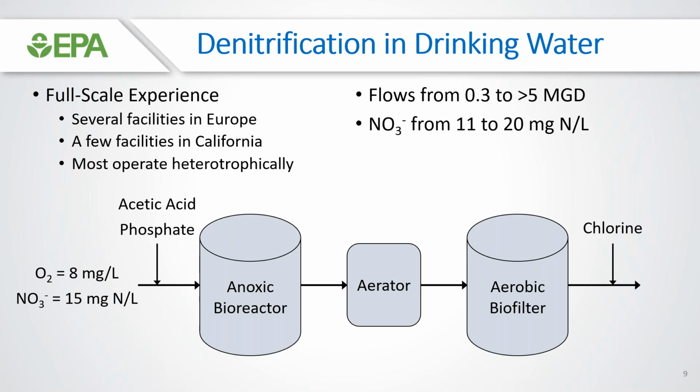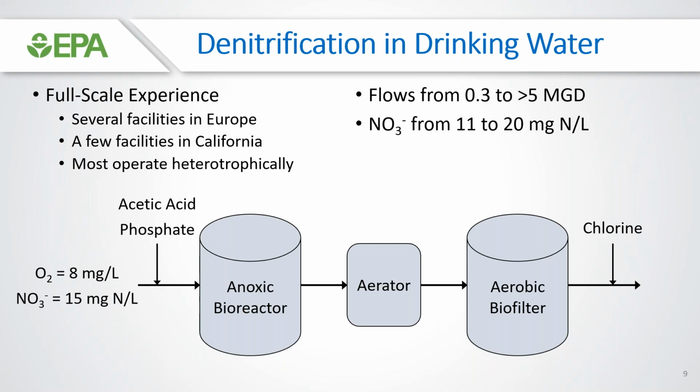So in this treatment train, we have raw water with DO and nitrate. Then to that, we would add acetic acid and phosphate. I like to think of this as the juice and the vitamins. And that goes into our anoxic bioreactor.